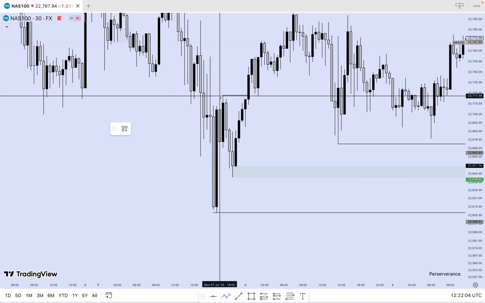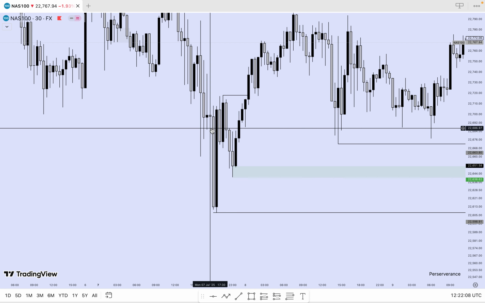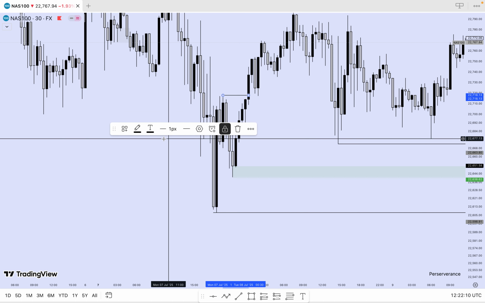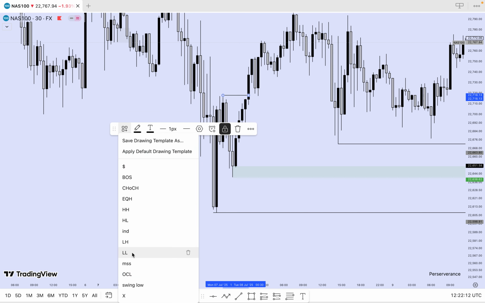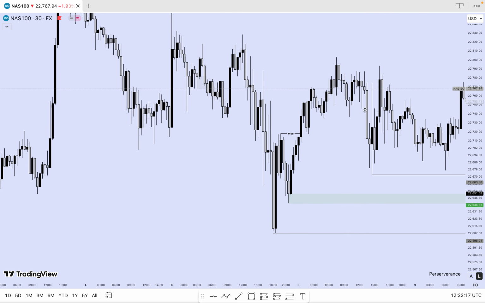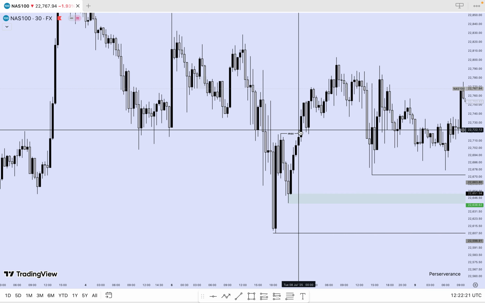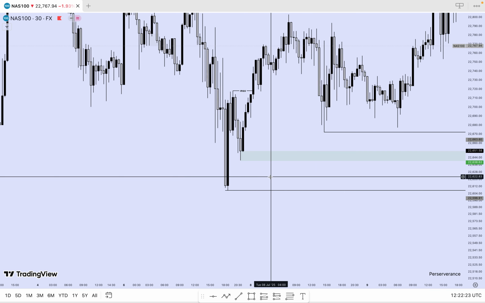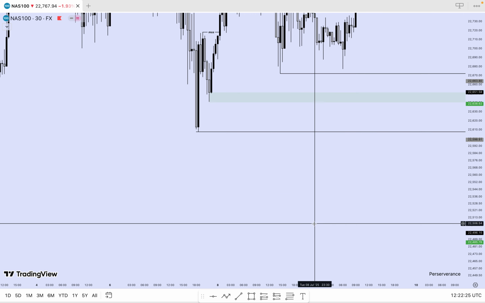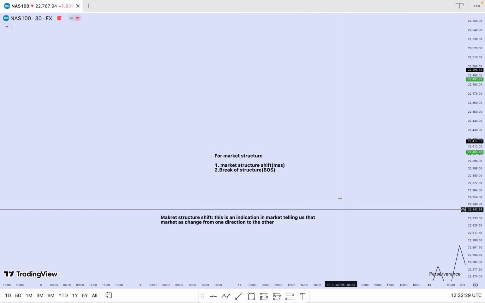Price traded above this previous high, signaling a market structure shift. So this is now a market structure shift, MSS, which means if you were taking sells before, you will now be looking for a buy position. That is basically what it means for a market structure shift.